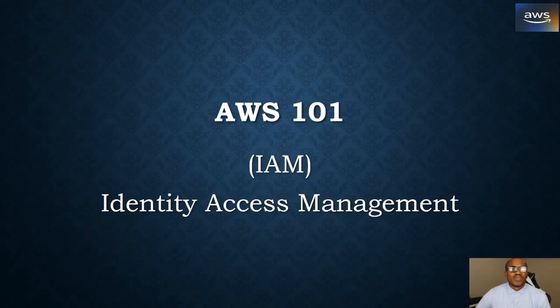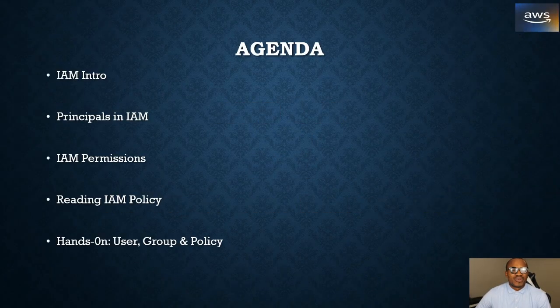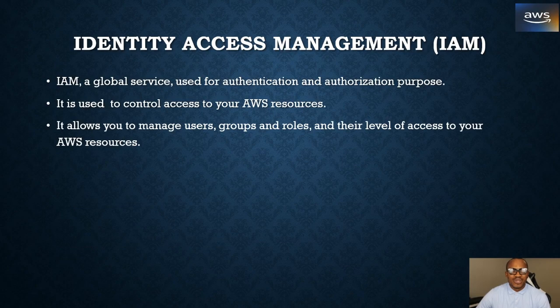My name is Enoch. Today we will continue our series on AWS and we'll be looking at IAM. We will try to do an introduction on IAM. We will look at principles in IAM. We will look at IAM permissions. We will look at how to read IAM policies. And we'll do an exercise on how to create users and groups and how to give them permission to your AWS resources.